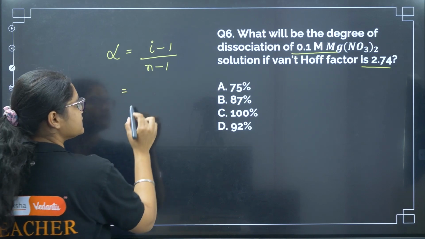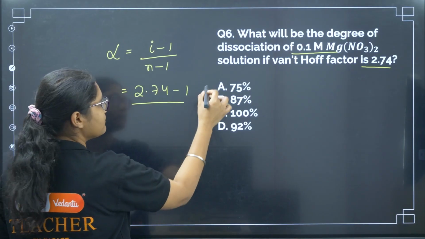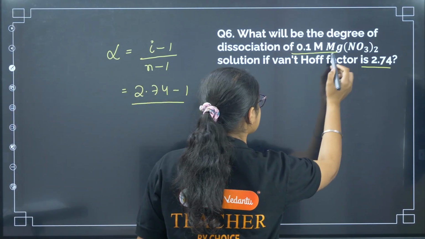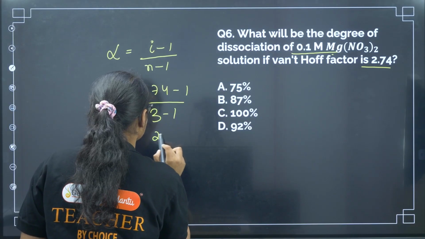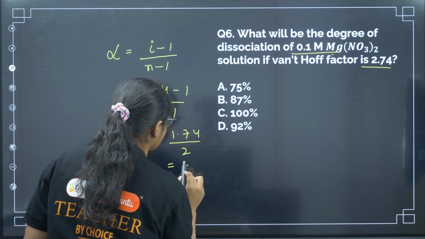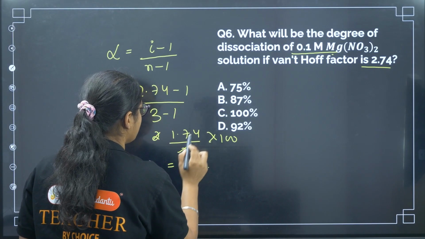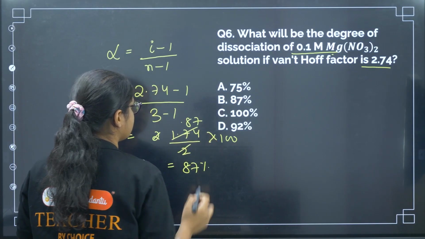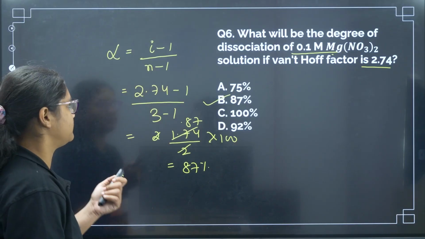The i value given is 2.74 minus 1, and the number of ions produced here will be 2 plus 1, 3, right? 3 minus 1, that is 2. So it will be 1.74 by 2, that is around 87%. You just have to multiply it with 100, right? So we'll get 0.87, that is your 87%. So the correct answer for this question will be option number B.